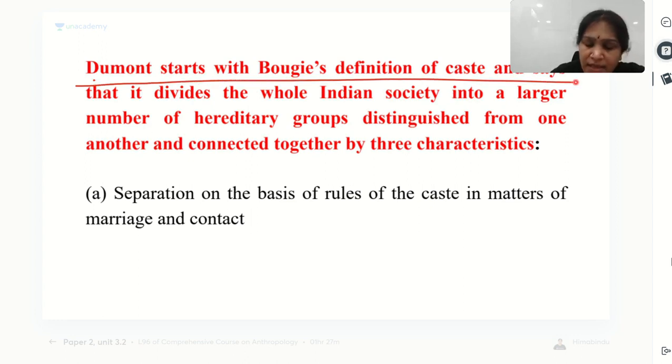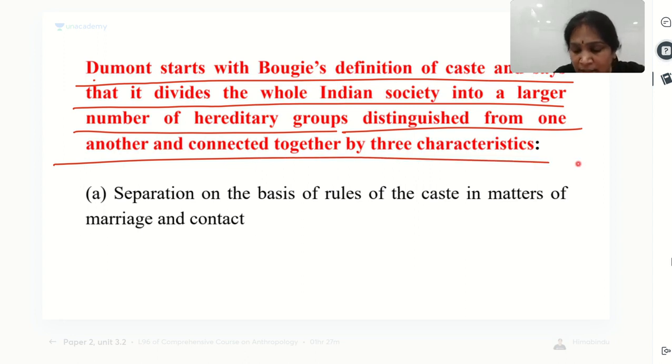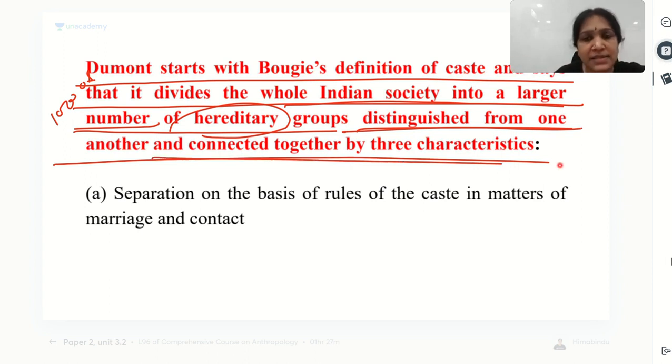Dumont starts with Bouglé's definition of caste and says that it divides the whole Indian society into a larger number of hereditary groups, distinguished from one another and connected together by three characteristics. Is it clear? The caste system divides the whole Indian society into a larger number because we have thousands of castes, isn't it? Hereditary groups, because caste is hereditary, it comes by birth. You'll inherit the caste of your father. Distinguished from one another, each caste is different from the other. But connected together by some characteristics.